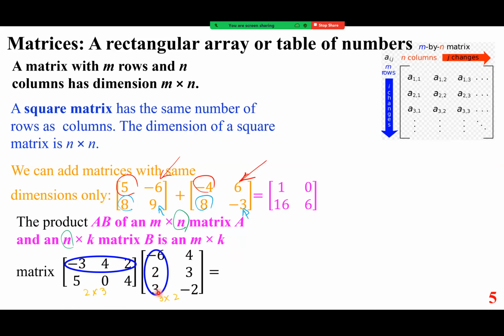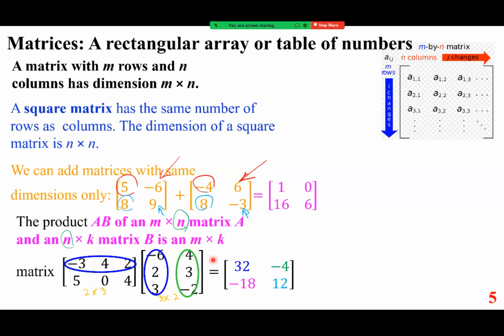These two: -3 times -6 is 18. 4 times 2 is 8. 26. 2 times 3 is 6. 32. So the first entry is 32. And I can multiply this one by this one: -3 times 4, 4 times 3, 2 times -2, and I get -4. Okay, and now if I use this one, multiply by this one, I get this one. I multiply this one by this one, and I get this one. So I hope you see, as long as you get 2 of them, you can see the concept.